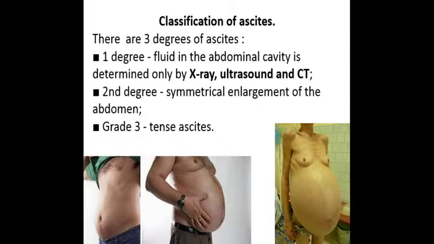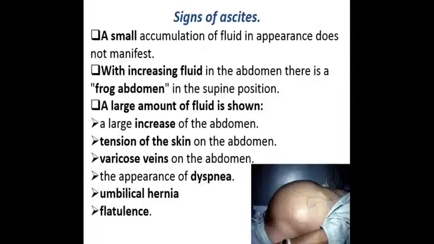Classification of ascites. There are 3 degrees of ascites. First degree, fluid in the abdominal cavity is determined only by X-ray, ultrasound, or computer tomography. Second degree, we can determine if we do physical examination and then determine the presence or absence of fluid in the abdominal cavity. And the third degree, tense ascites.